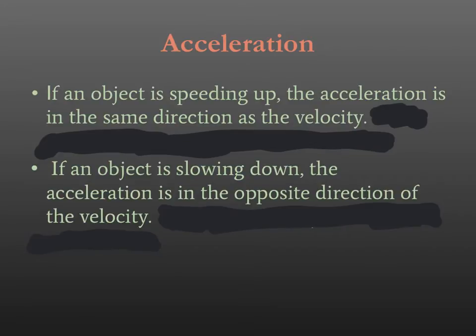Now a little bit more on the vector quality of acceleration. Overall we have a couple of things going on. If the object is speeding up, the acceleration is in the same direction as the velocity. If an object is slowing down, the acceleration is in the opposite direction of the velocity. Here's where we have to be really careful about our signs and understand that with vectors in one dimension, positive and negative is simply a way to distinguish between direction.